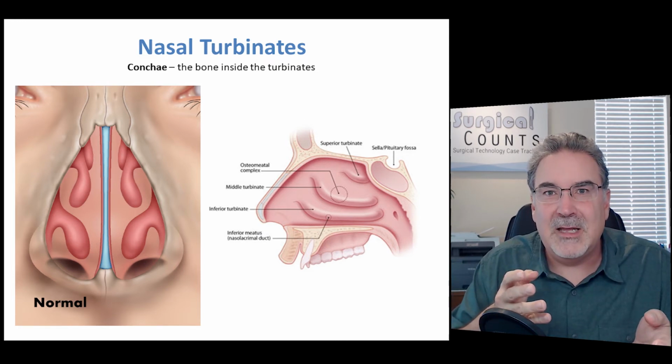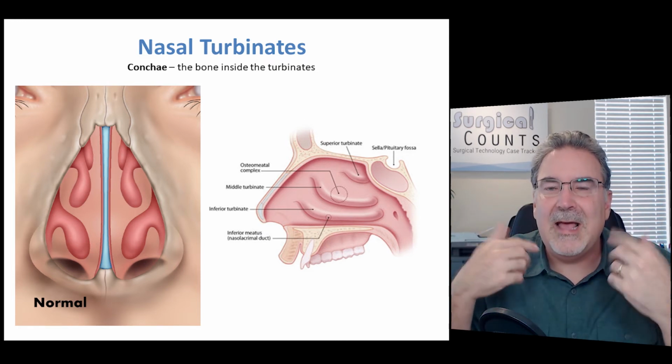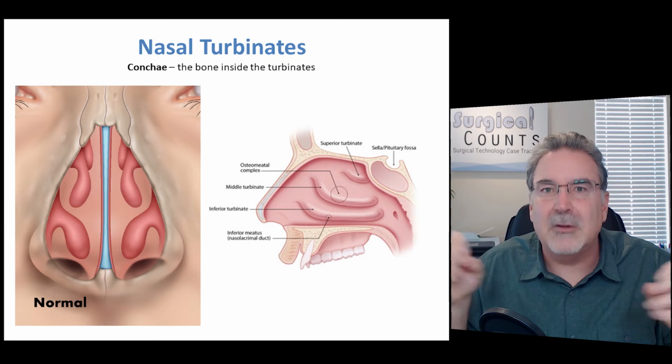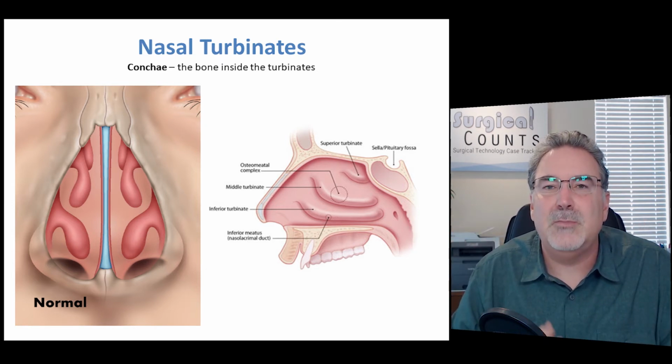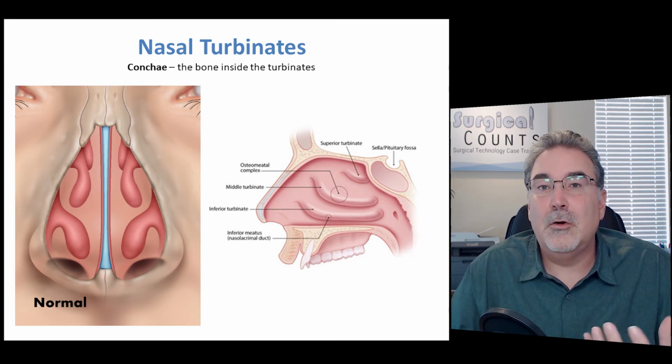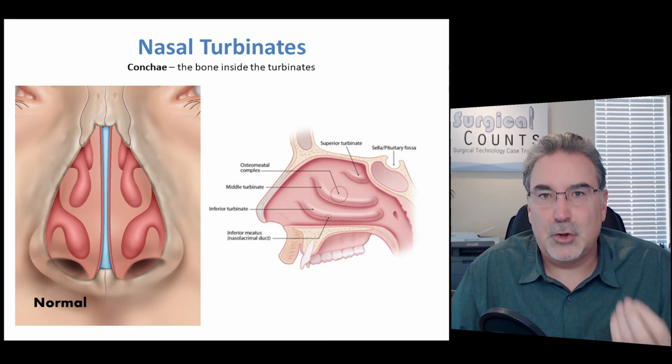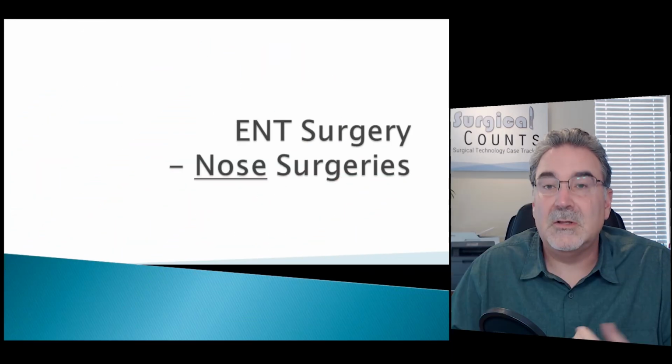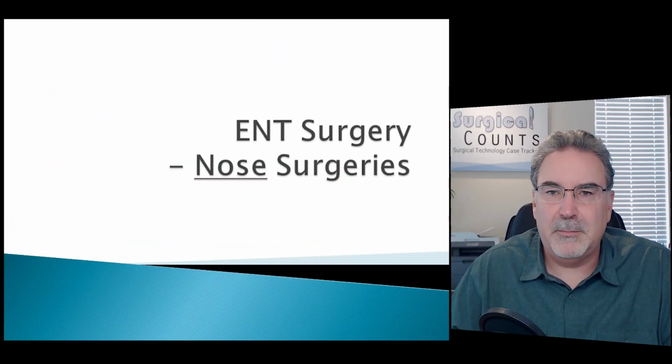Well, that's what's happening here. The turbinates spin that air, causing the dust to go out to the edges to stick to those mucous membranes and therefore not pass into the lungs. So the nose has sinuses and it has turbinates, or conchae. So let's take a look at some of the nose surgeries that we might be involved in.